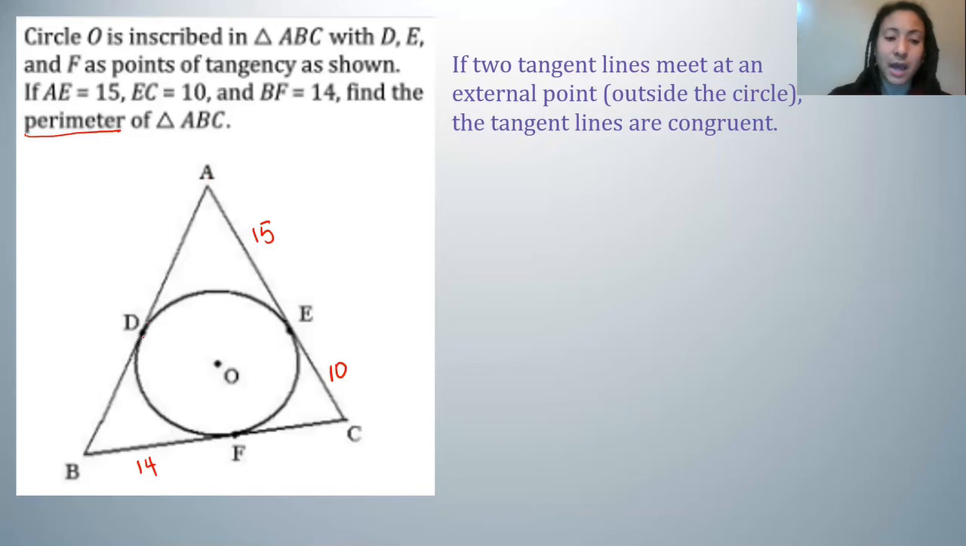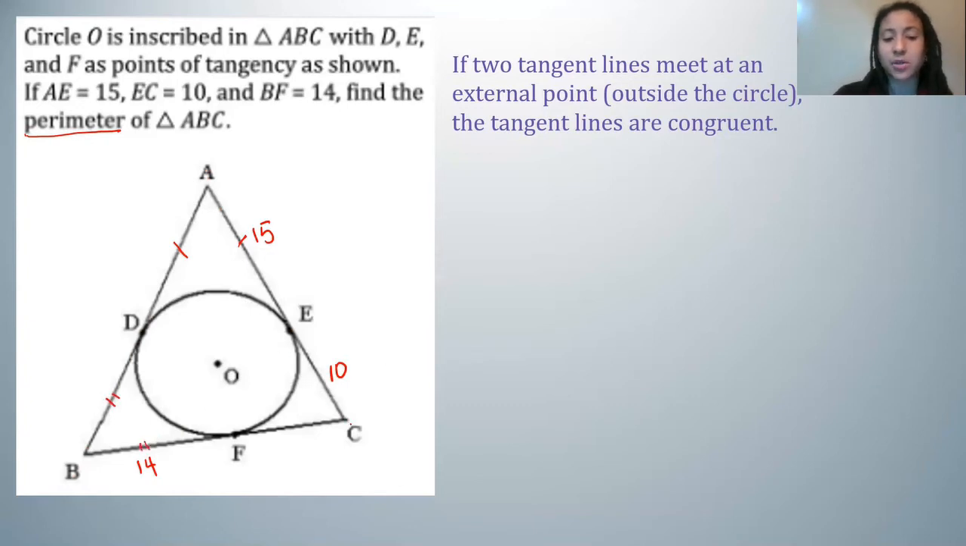If you notice, I also have another point of tangency here at D. And just to make sure we understand, F is also a point of tangency. So if I'm looking at external point A, AE and AD will be congruent. If I'm looking at external point B, BD and BF will be congruent.